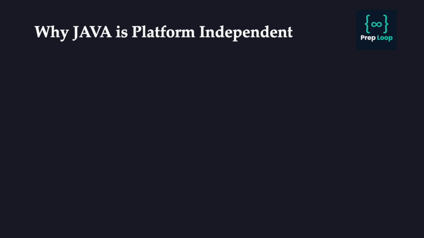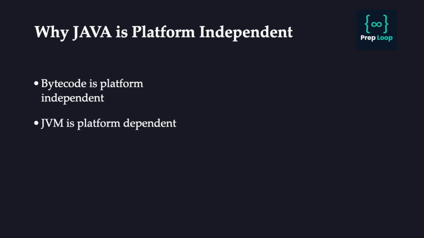So coming to why Java is platform independent. Here again, like I said, Java code becomes bytecode, and this bytecode is what is platform independent, and the JVM is platform dependent. Each operating system has its own JVM implementation. So the same bytecode runs everywhere because the JVM handles the OS specific execution.